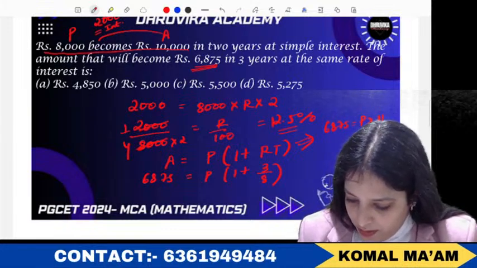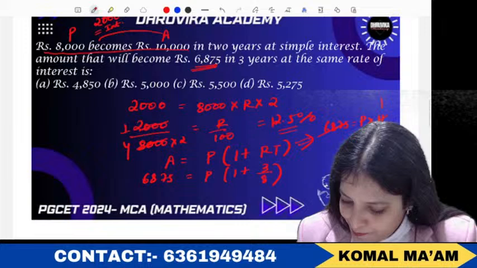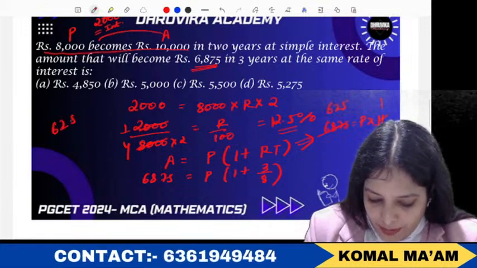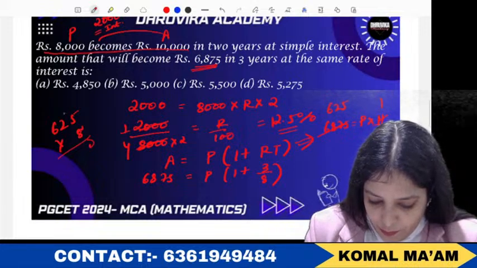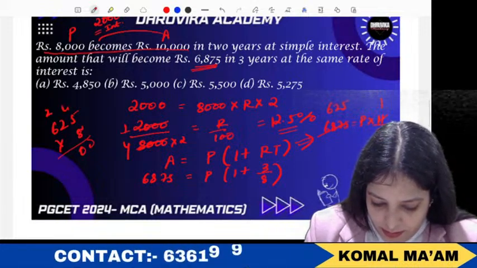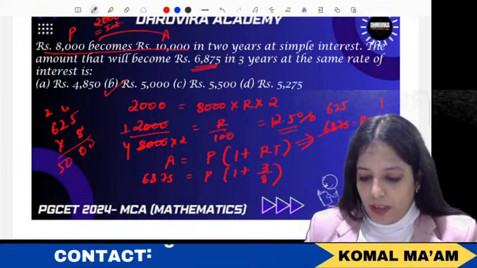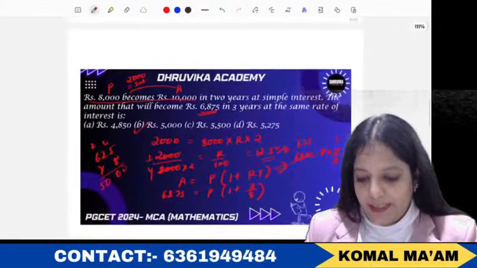So just 11 cancels out, 625. So 625 into 8, 8 5s are 40. So that's option B. So I hope the question is pretty clear in your mind.